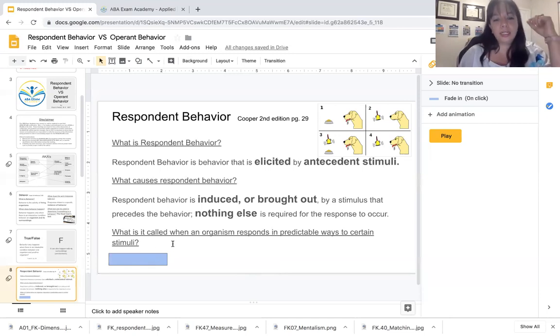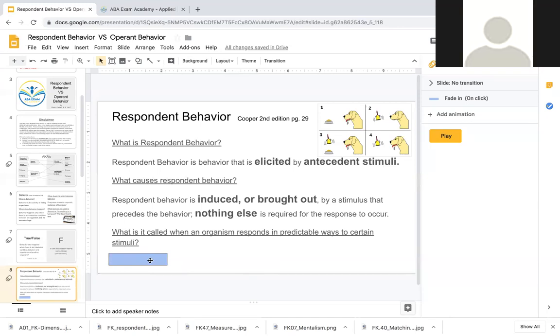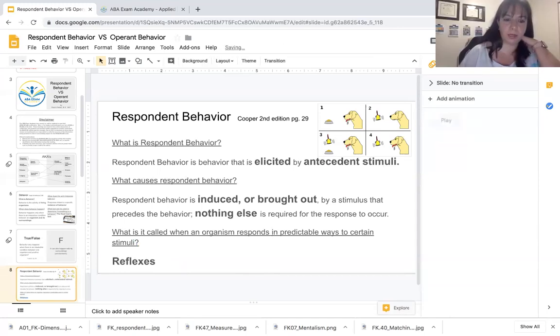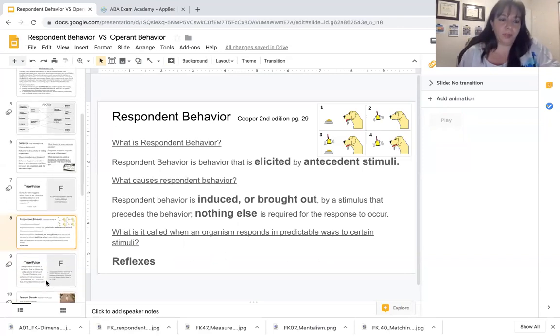Okay. What is it called when an organism responds in predictable ways to certain stimuli? This falls under respondent. Habituation. Reflex. Reflex, yes, correct. So reflexes fall under respondent, and it is when an organism responds in predictable ways to certain stimuli. Perfect, good job.